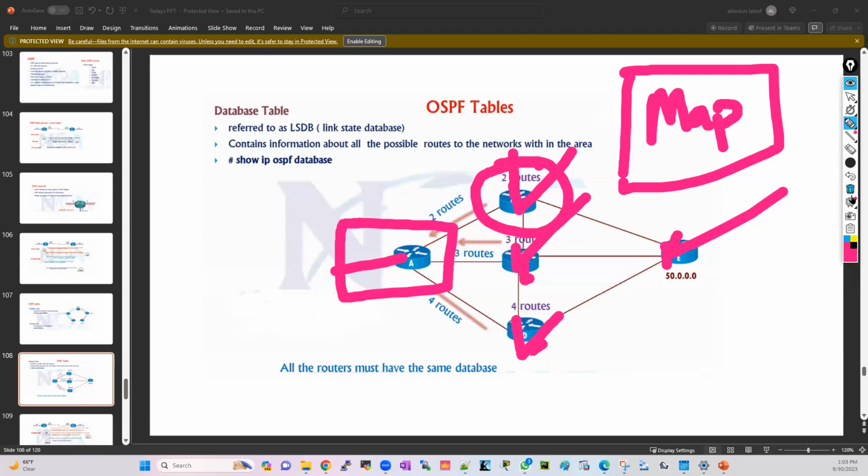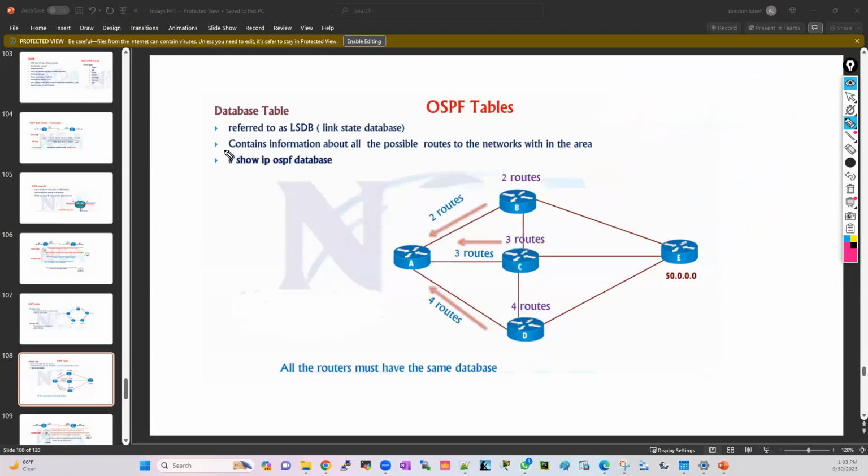In other words, if you look at what is written here, the OSPF database contains information about all the possible routes to the network within the area. It contains all the possible routes to the network within the area. In other words, GPS is a good example.